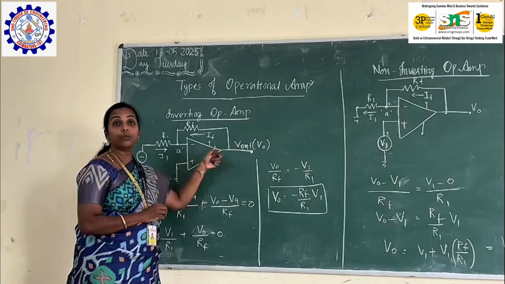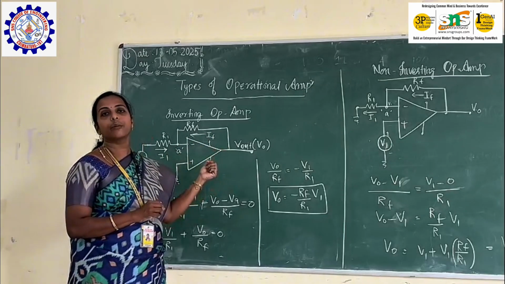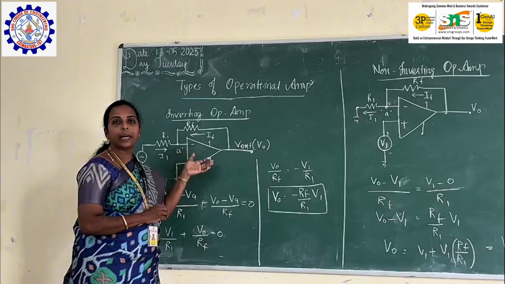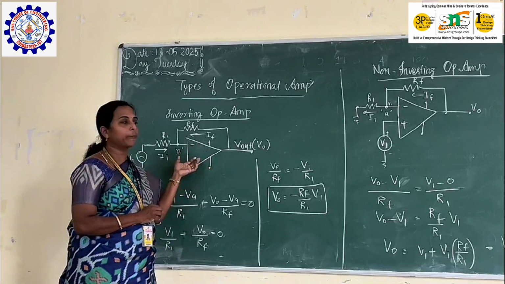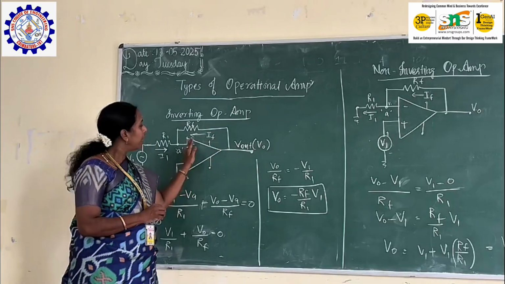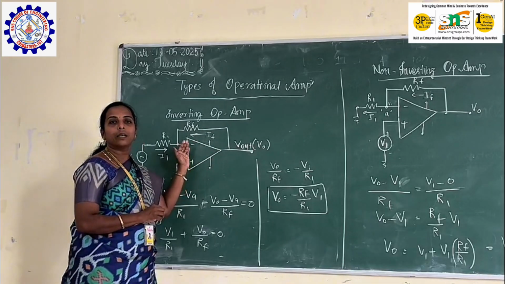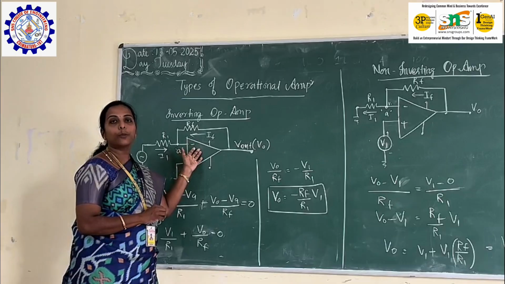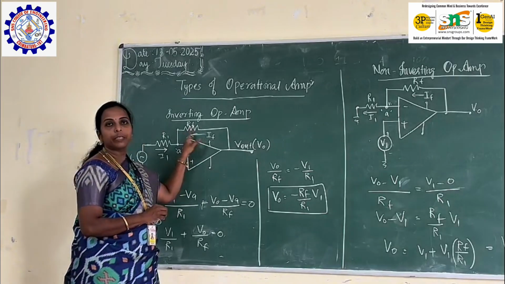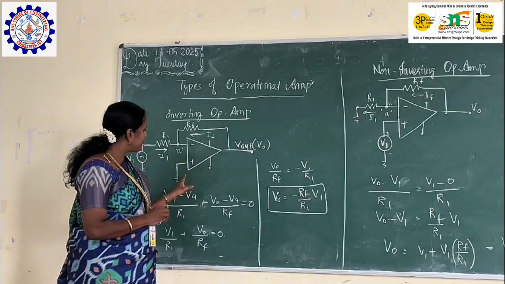If you do not have a feedback resistance, then we call it an open loop operational amplifier, and the gain relevant to that is the open loop gain. Here we are discussing closed loop operational amplifiers, and here the gain will be the closed loop gain, which is a finite value. So, RF is the feedback resistor.